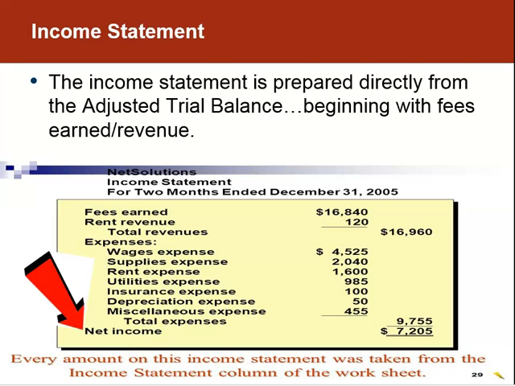So again, the point of the income statement is to determine net income or net loss for a period of time. This particular one says for 2 months ended December 31st, 2005. That's because Net Solutions opened on November the 1st. We could have just as easily said for the period ended December 31st and left it at that.